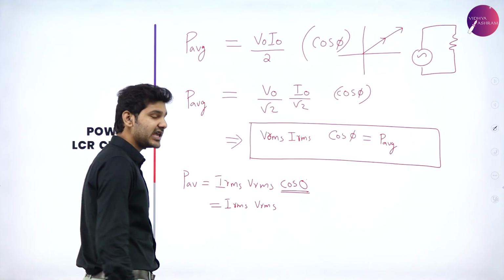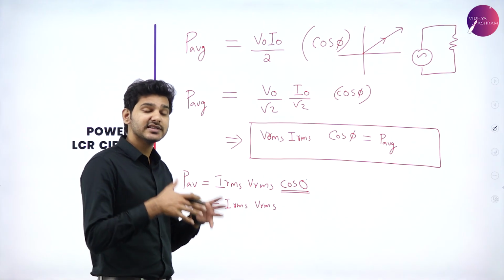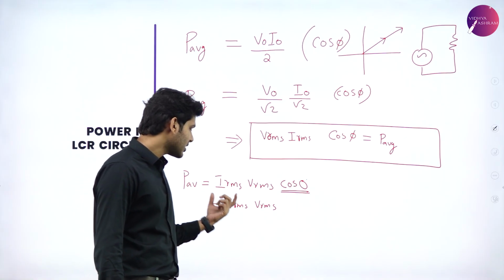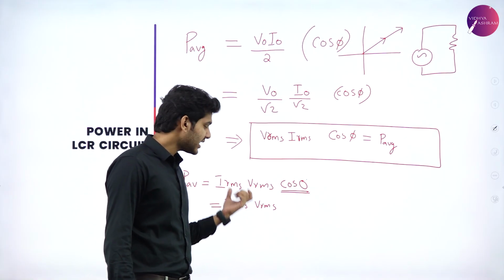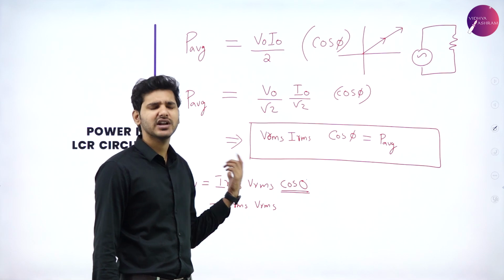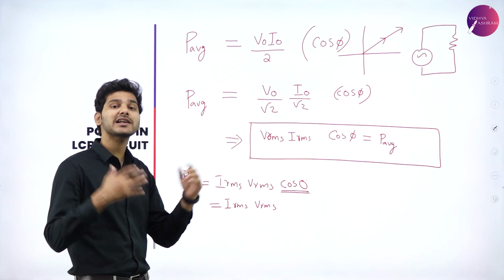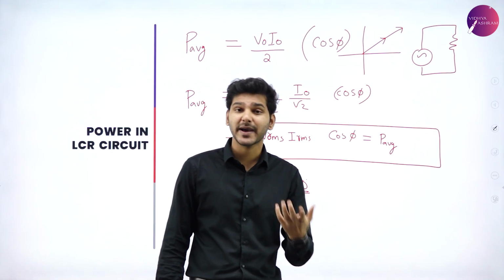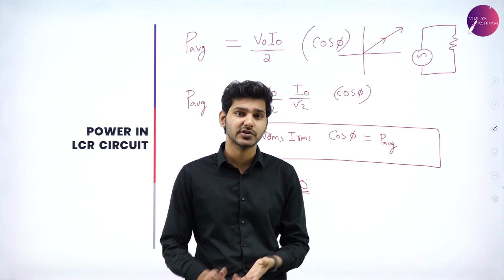So in a purely resistive circuit, power will be equal to the product of the RMS value of current and the RMS value of voltage. You can directly multiply them and you will get maximum power output. But what about in the case of a purely capacitive or purely inductive circuit?